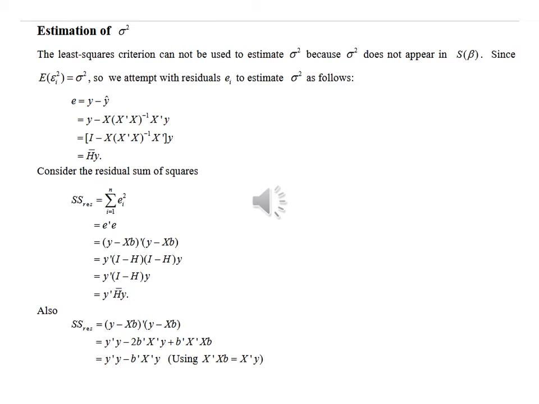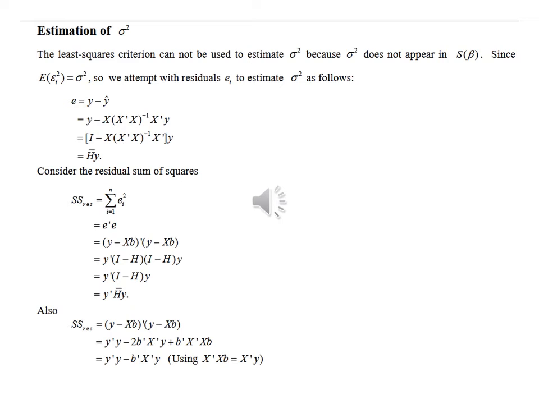Estimation of sigma square. The least square criterion cannot be used to estimate sigma square, because sigma square does not appear in S(beta). Since the expected value of epsilon i square equals sigma square, we attempt to use the residual e to estimate sigma square as follows. Error equals y minus y hat, which equals y minus X (X'X) inverse X'y, so that the result is M y.